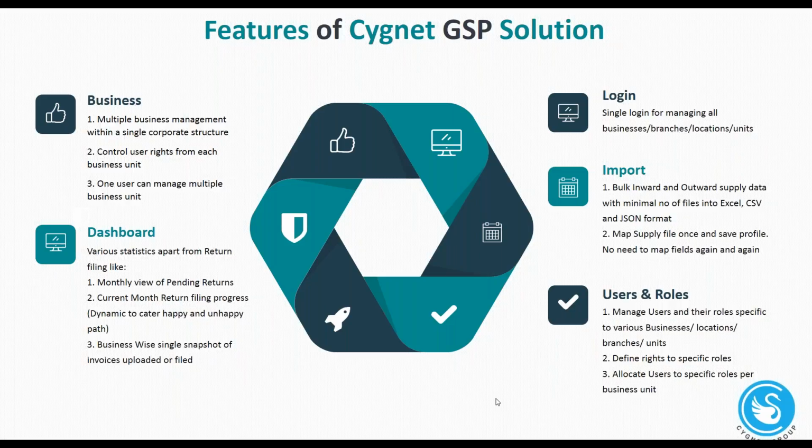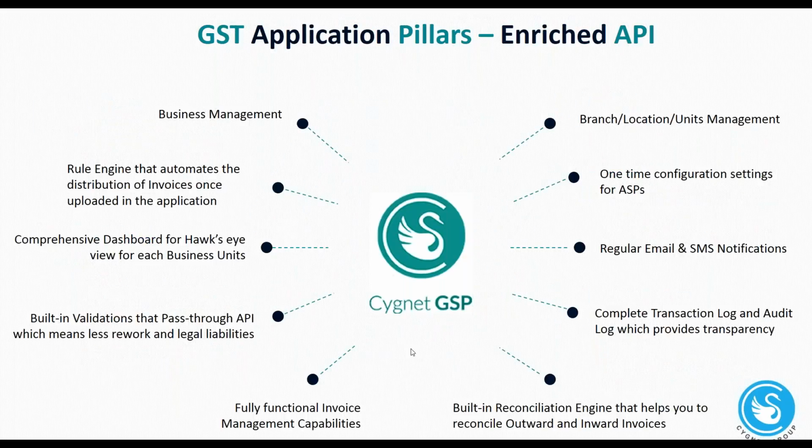These are some of the features of the enriched API. It gives business management, rule engine, comprehensive dashboard for a Hawkeye view of the business unit, built-in validation engine, fully functional invoice management capabilities, built-in reconciliation, complete transaction log, regular email and SMS notification, and one-time configuration setting for ASPs, plus branch location and unit management.